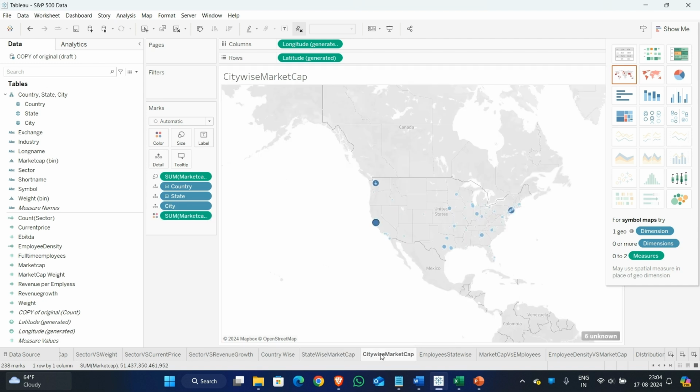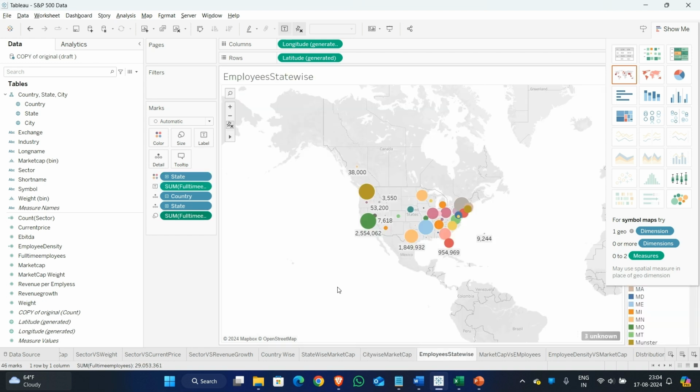And coming to city-wise, Cupertino City has the big market cap companies, followed by Redmond and New York. Coming to employees, state-wise, highest number of employees are in California and Washington, then New York, Arizona, Texas, etc.